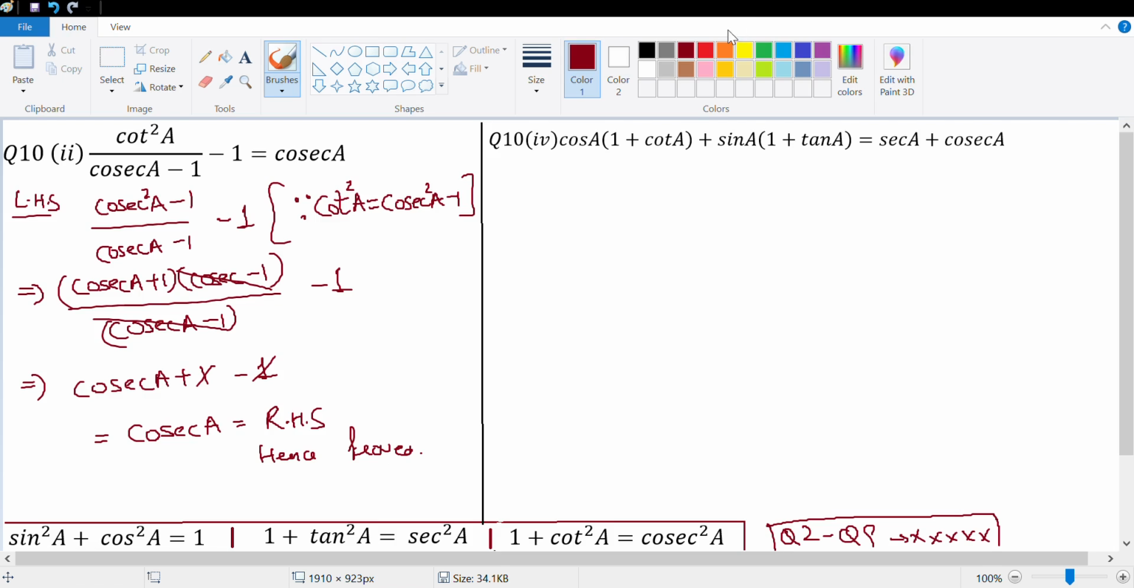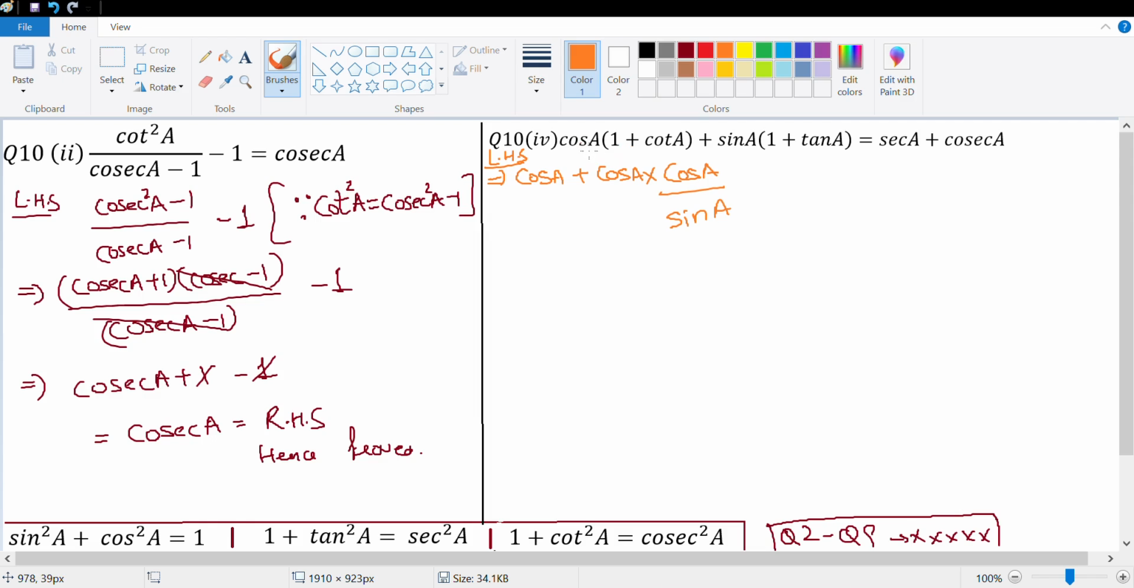Next question. Let's look at question number 10 part 4. It says cos a times 1 plus cot a plus sin a times 1 plus tan a is equal to sec plus cosec. So let me try and break everything into sine and cos, and let's see how this works. So this is cos a times 1 plus cos a times cot, which is cos a upon sin a. Done. I have again started with the left hand side.